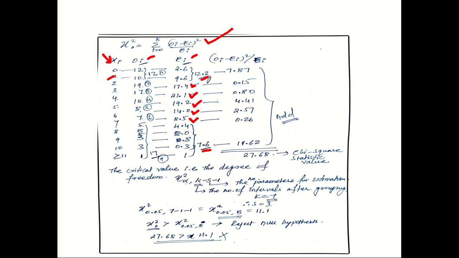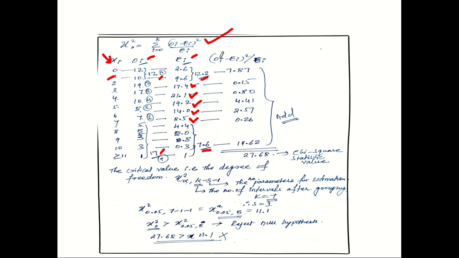After combining the expected values which are less than 5, next you have to group or combine the observed frequencies of the corresponding expected values. Here 2.6 is combined with 9.6, so the corresponding observed frequencies have to be combined. So 12 and 10 are combined, and we get 12. Similarly, for these last 4 expected values which we have combined, the corresponding observed values have to be combined, and we get 17, right?